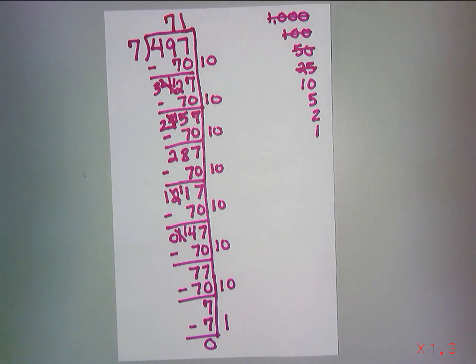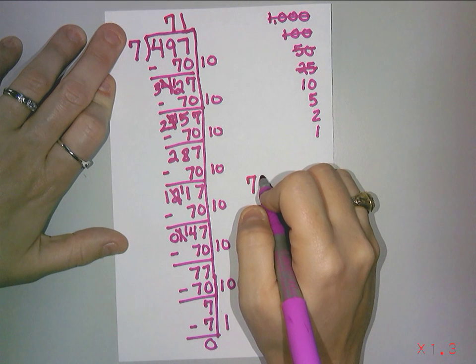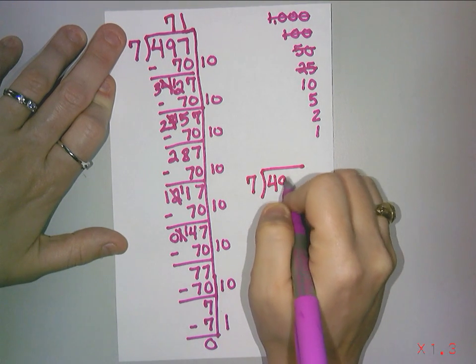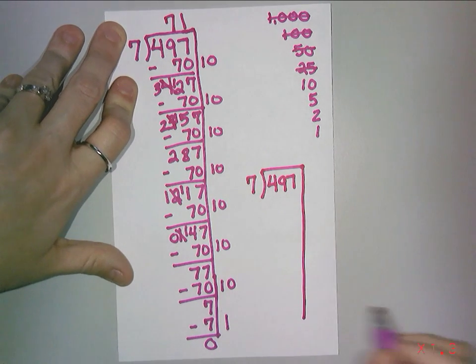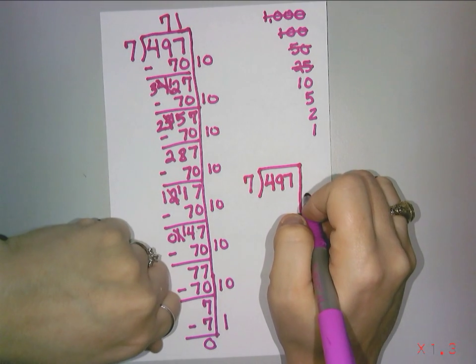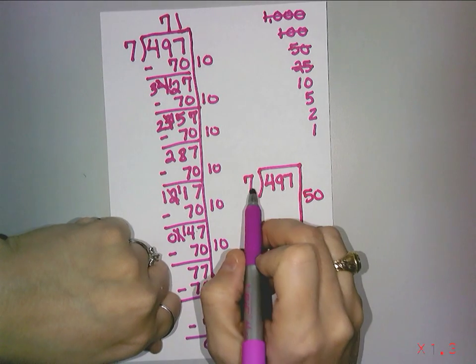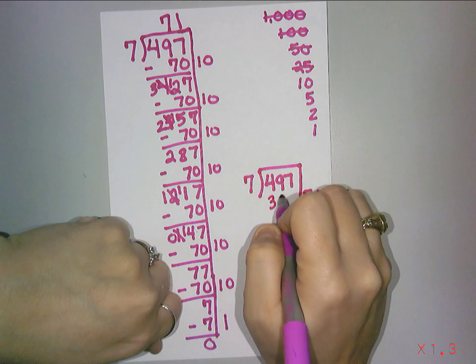I asked myself, can I do 5 times 1,000? Am I going to get a number that is less than 7,000? Well, yes, I am. 5 times 1,000 is 5,000. I'm going to subtract, and I need to make sure to write my 1,000 over here. So I'm taking my 5, I'm multiplying it by this 1,000, and I'm getting 5,000. So subtract, and I now have 2,496.